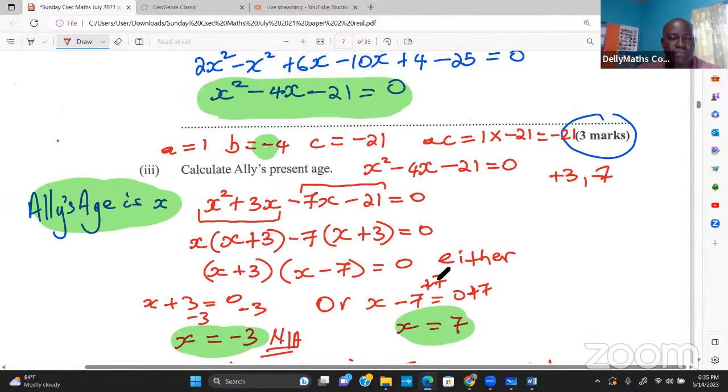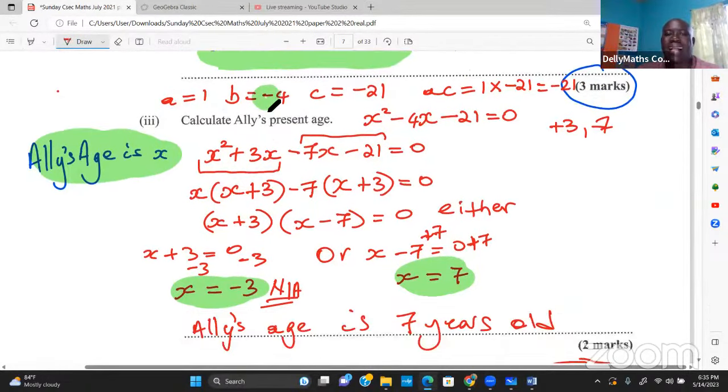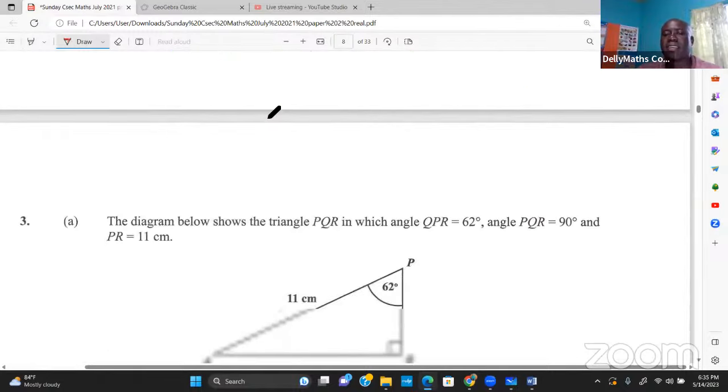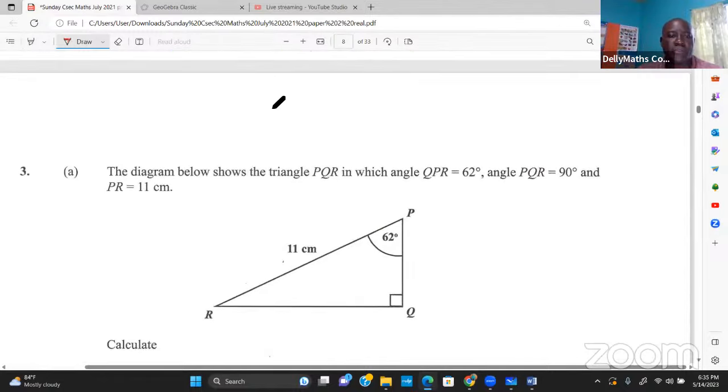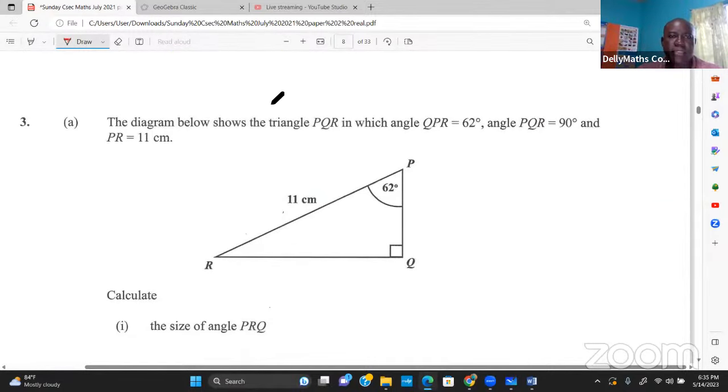Question 2 is finished. So you could see that our question 2 is going to be an algebra, factorizing, solving of equations and stuff like that. Question 3.